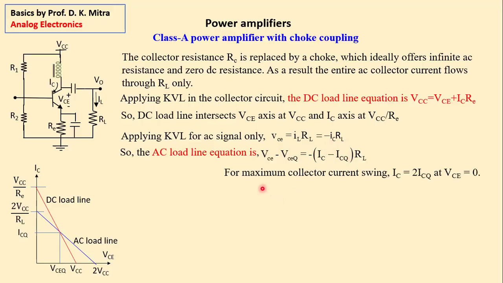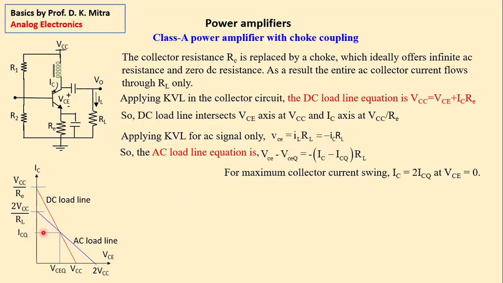Now, this is the AC load line. And for maximum current swing, what do you want? The total current IC will be twice ICQ. That is the basic principle from here.